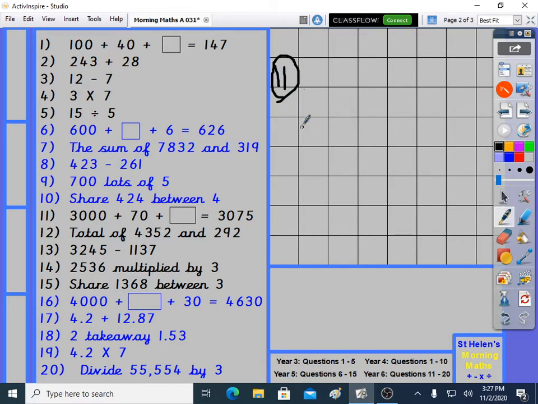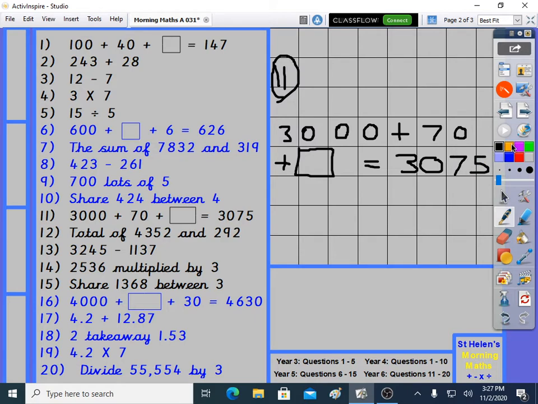3,000 plus 70 plus something equals 3,075. It's the 5 that's missing, isn't it? Because we have the 3,000s, we have the 70, we don't have the 5. So 5 goes in the missing box. And we're on question 12.